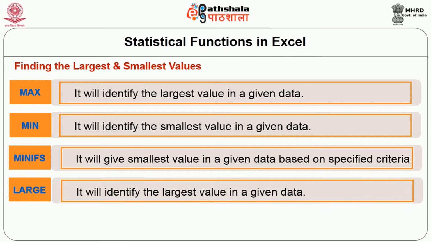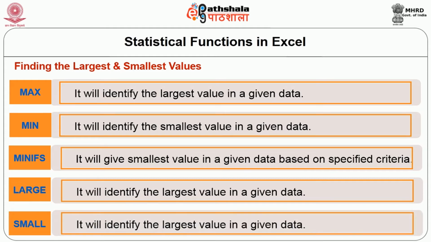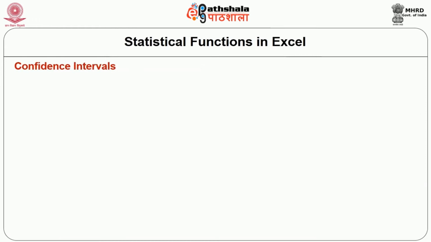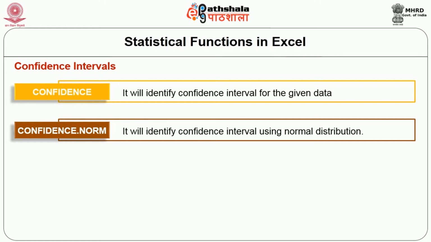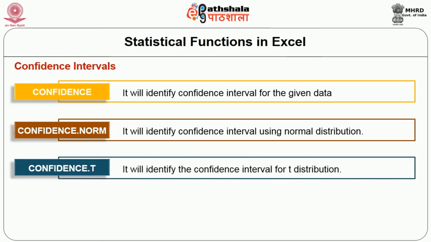LARGE will identify a largest value in a given data. SMALL will identify a smallest value in a given data. Confidence intervals: CONFIDENCE will identify the confidence interval for the given data. CONFIDENCE.NORM will identify the confidence interval using normal distribution. CONFIDENCE.T will identify the confidence interval for t distribution.